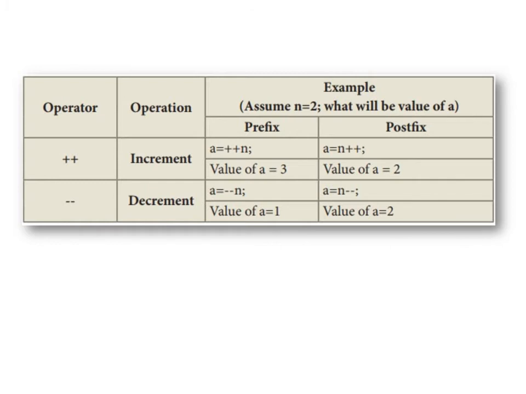Here is another table showing the increment and decrement operations, prefix and postfix. As I said before, here it's prefix, so before the semicolon itself the value will be increased, so a's value will become 3. Same goes for decrement, a's value will become 1 since n's value is equal to 2. But in the postfix case it considers the older value, so a's value will become 2 itself. Even in the case of n minus minus, the value of a is equal to 2 again.